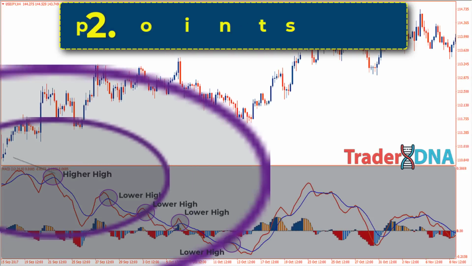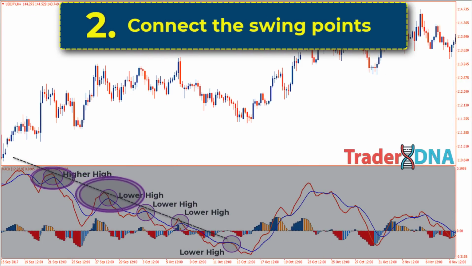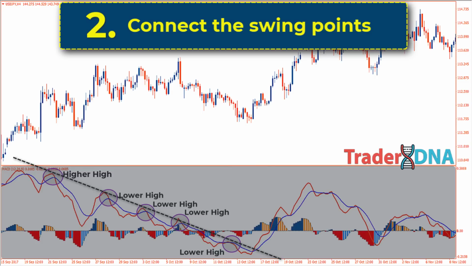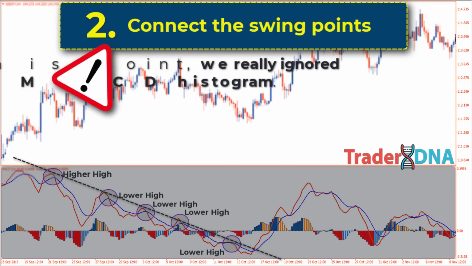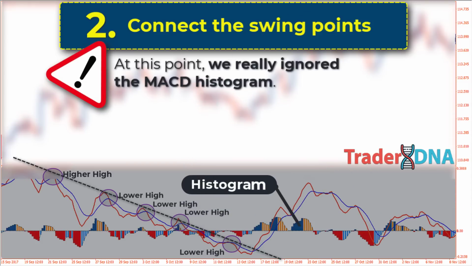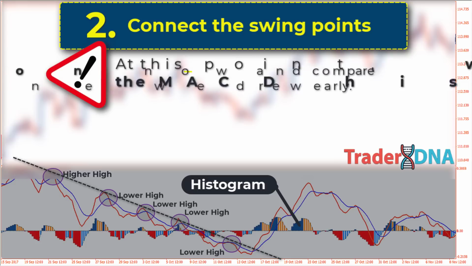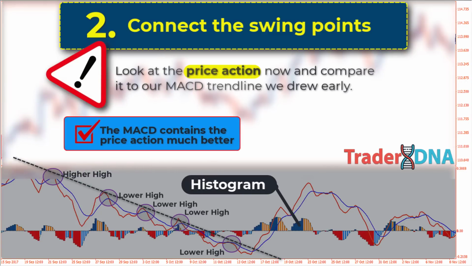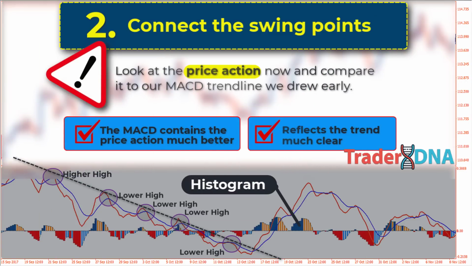Step number 2. Connect the MACD line swing points that you have identified in step number 1 with the trend line. This step is quite simple, right? At this point, we really ignored the MACD histogram because much of the information contained by the histogram is already showing up by the moving averages. Look at the price action now and compare it to our MACD trendline we drew earlier. We can clearly notice that the MACD contains the price action much better and reflects the trend much clearer.